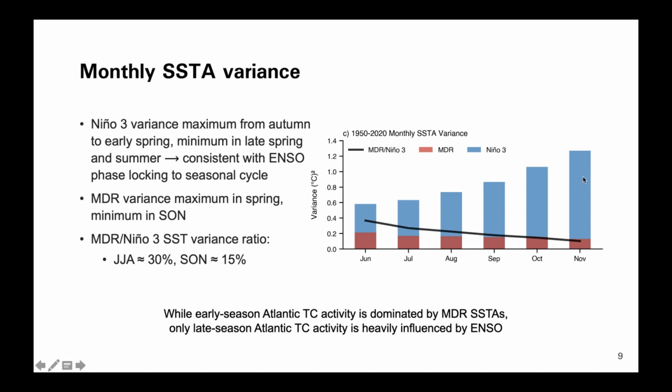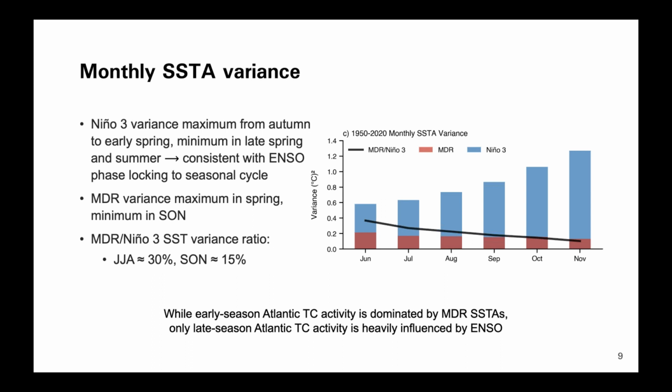But by boreal autumn and early winter, the Niño 3 variance increases, and that is consistent with the seasonal phase locking of ENSO. Now, while overall SST anomalies in the MDR express less variance than in Niño 3, MDR variance is increased in the early hurricane season, which is coincident with the variance peak of the AMM, which typically transitions to a minimum through SON.